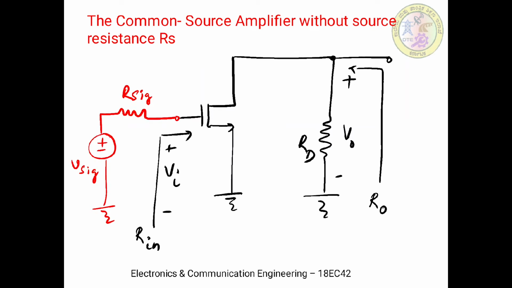Okay, so therefore here V signal and R signal are the signal source parameters, whereas Rin is nothing but the input resistance of the amplifier as seen by the source, and R0 is the output resistance of the amplifier. Okay, now in this figure the biasing is excluded. It is only a purely amplifier circuit where DC biasing is not represented.